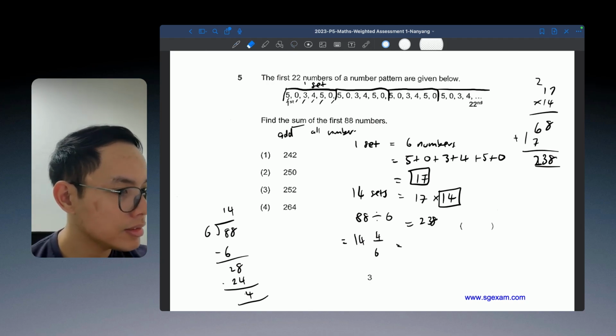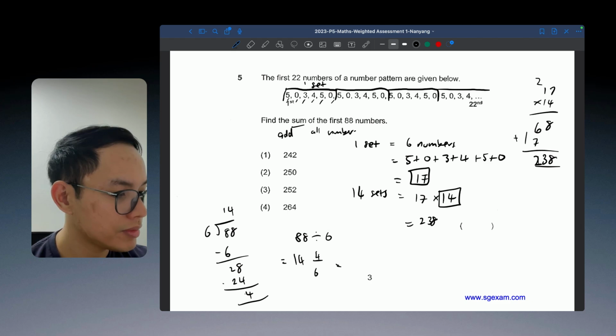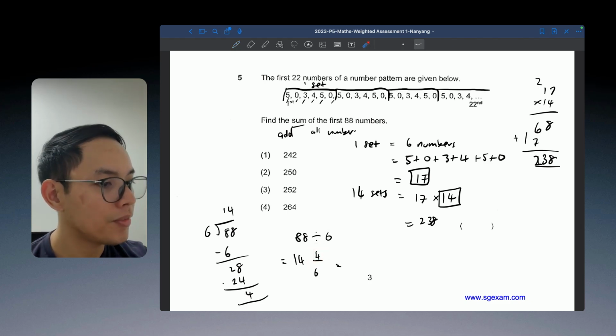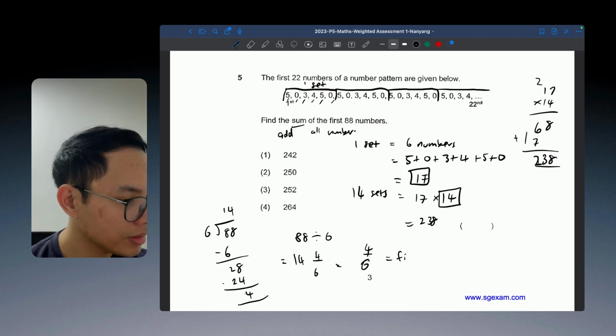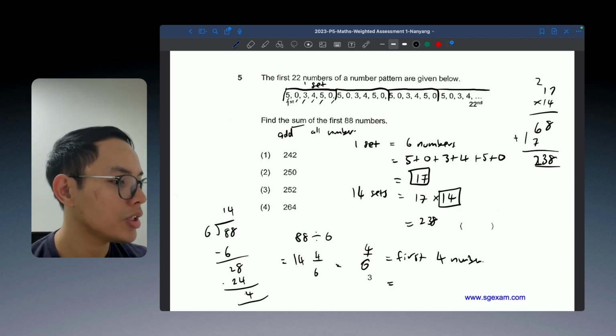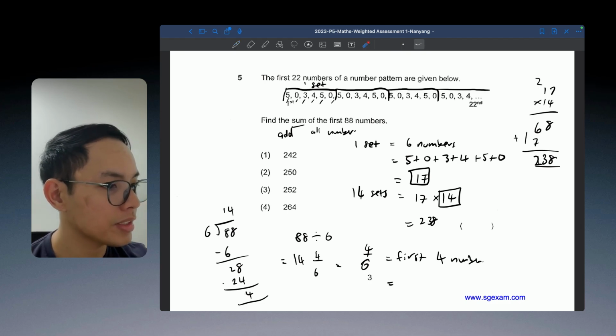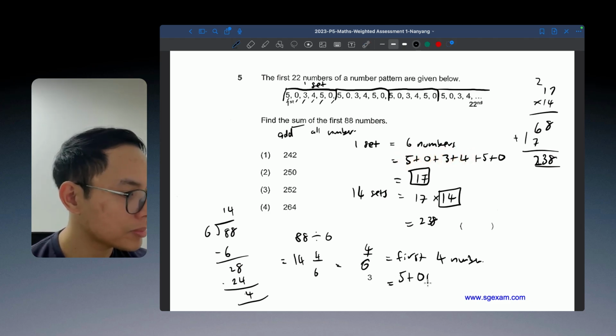Okay, then the next thing that we have over here is the 4 out of 6. So that means this 4 over here is the first 4 numbers. And that means it is 5. So the first 4 out of 6 means it is the first 6 over here, first 4 numbers. Okay, right? So if we were to add the first 4, which is over here, right? 5, 0, 3, 4. We just add them up, which is 5 plus 0 plus 3 plus 4. And this is equal to 12.